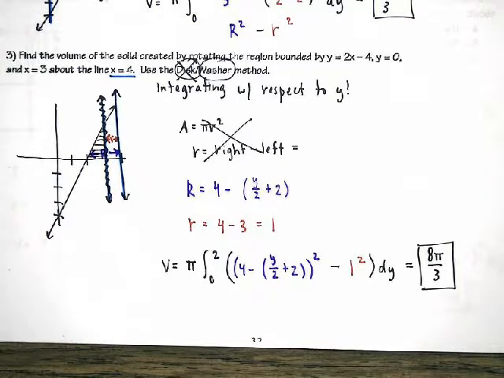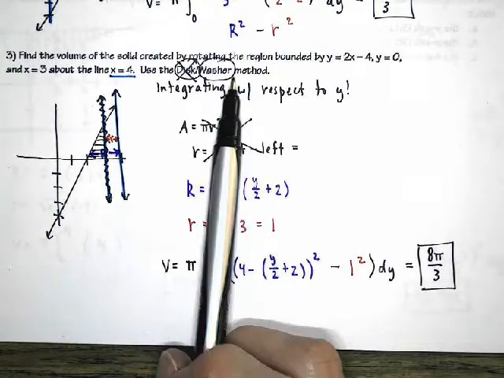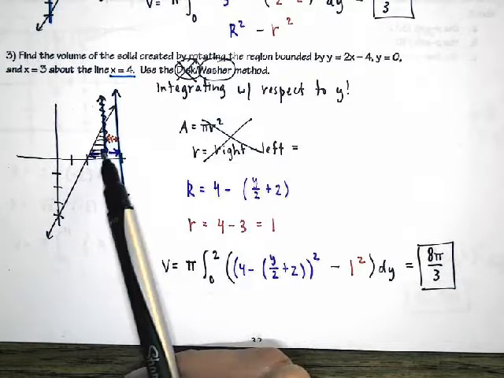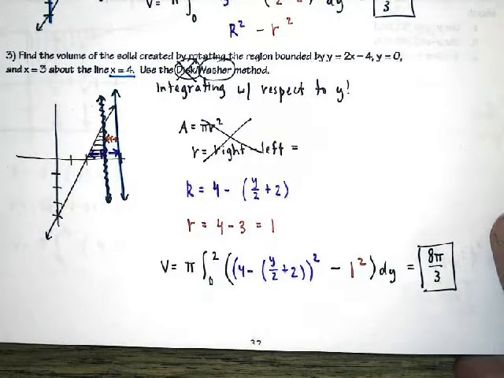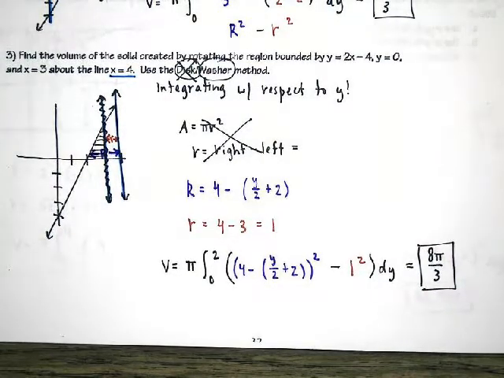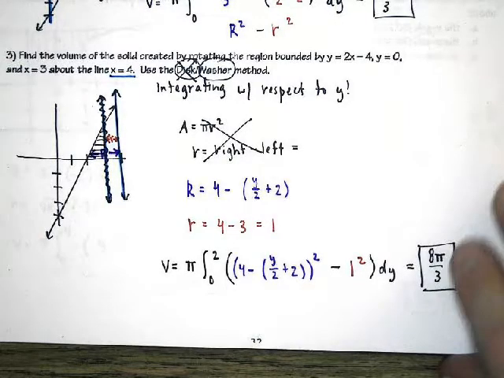So hopefully I didn't confuse you guys too badly. But again, that is a washer's problem because I do have negative space between that region and the line that I'm rotating around. All right, the next one actually is with that same region. I'm going to move on so we can see a couple other different types of problems. So we'll skip 4 for right now, and if we need to go over it in class, we can go ahead and do that. But let's move on to number 5.